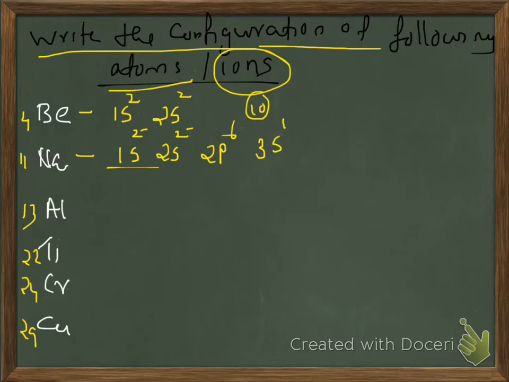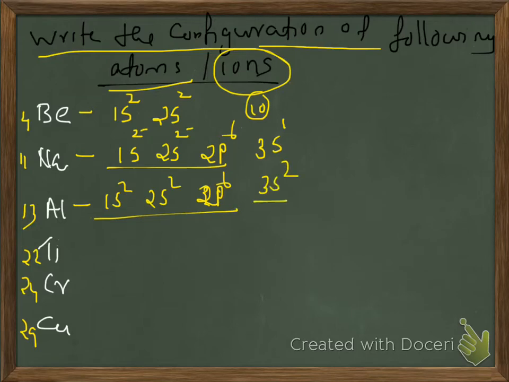Aluminum: 1s2, 2s2, 2p6, that is 10 electrons, 3s2, 12 electrons, then 3p. 3p can accommodate a maximum of 6 electrons, that is correct, but we have only 1 electron in balance, so we have to write 1 here. That is aluminum.